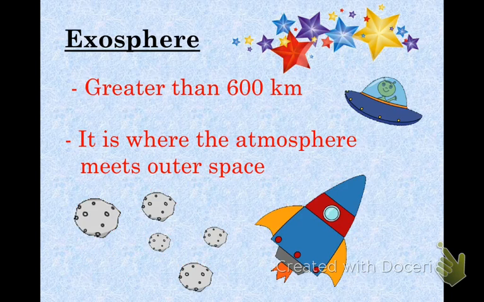The last and final layer of the atmosphere is the exosphere. This refers to more than 600 kilometers above the Earth's surface. This is where the atmosphere meets outer space. So when you hear about astronauts traveling to outer space, they must go greater than 600 kilometers above the Earth's surface before they are considered to be in outer space.